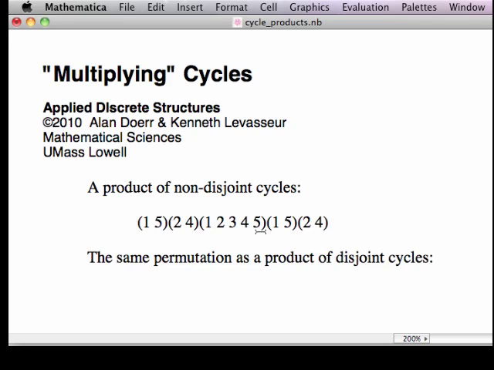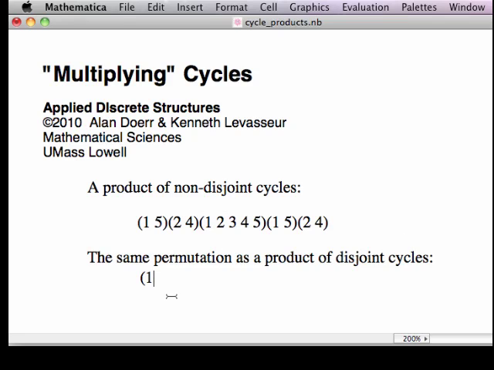So, to multiply these, arbitrarily start with the number 1. It's kind of standardized to use the smallest one, although it's not incorrect to start anywhere. And we always compose from right to left.